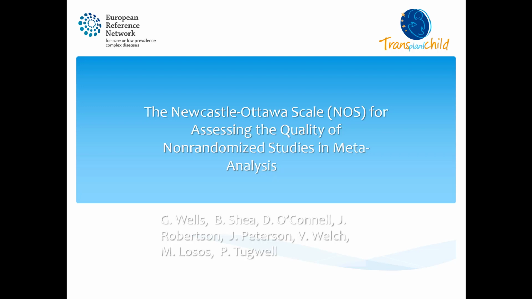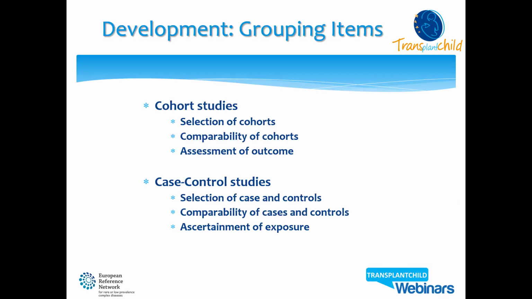The other tool we are expecting to use more is the Newcastle-Ottawa scale. So this scale has been constructed for assessing the quality of non-randomized studies in meta-analysis. So basically for cohort studies and case controls, we are going to check in the cohort studies how the selection is done, how comparable are the cohorts, and how the outcome is assessed. And the same for the case control studies, how selection of cases and controls can be done, how the comparability of cases and controls, and some kind of ascertainment of exposure.